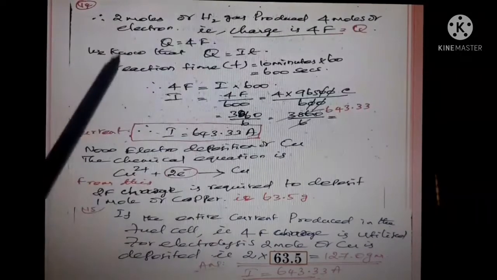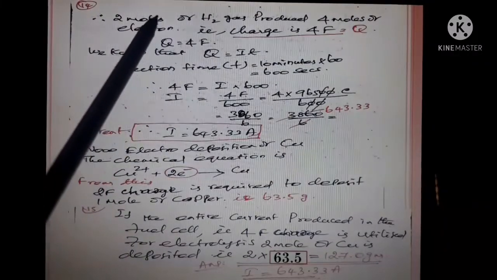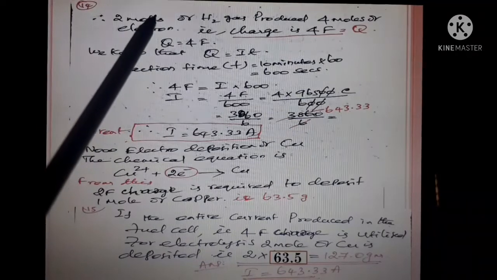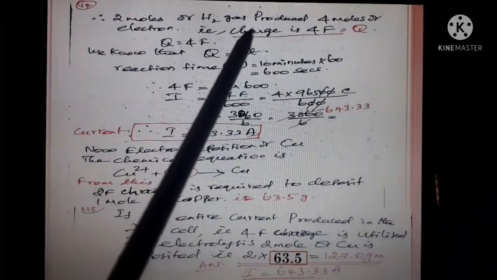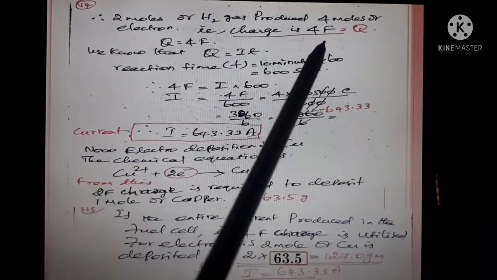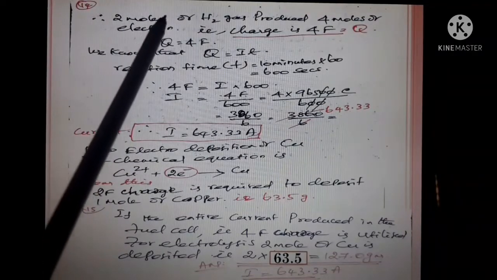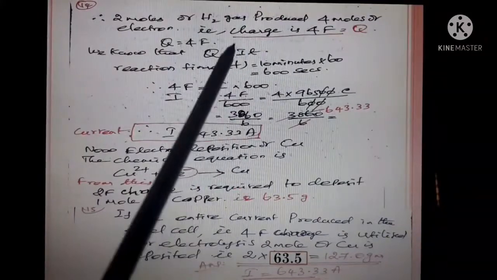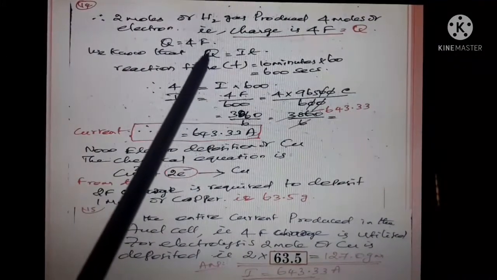Next part. 2 moles of hydrogen gas produced 4 moles of electrons. How many Faraday? The charge is 4F, equal to Q. Q value is 4 Faraday, because 1 mole is 2 electrons, so 2 moles is 4 electrons. So the charge is 4 Faraday.